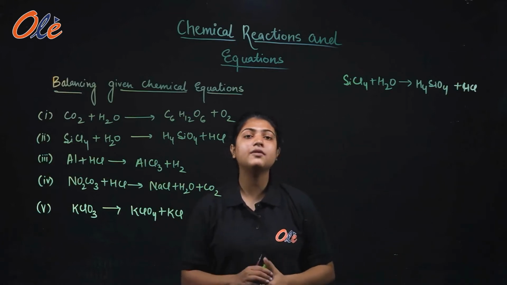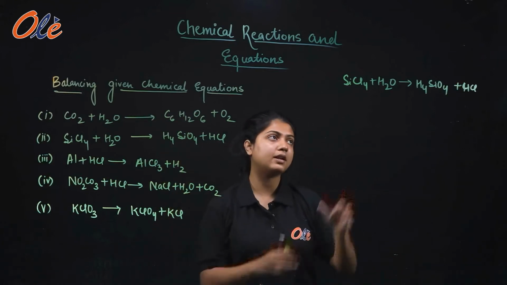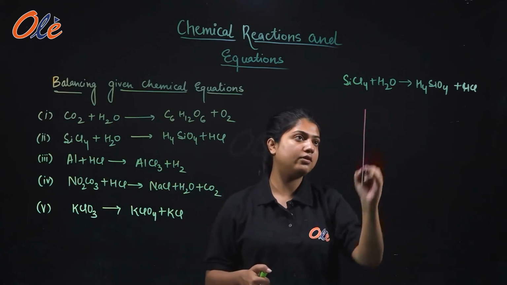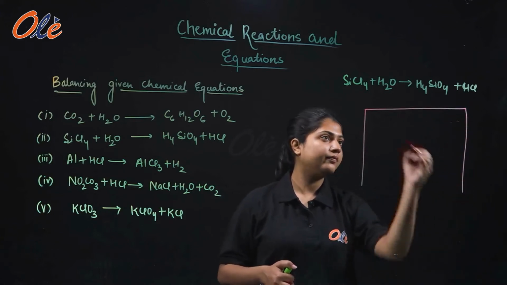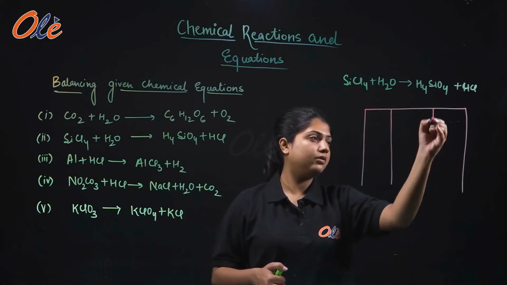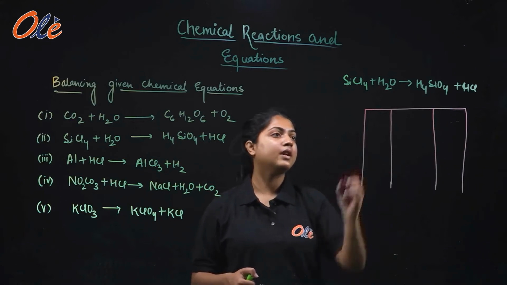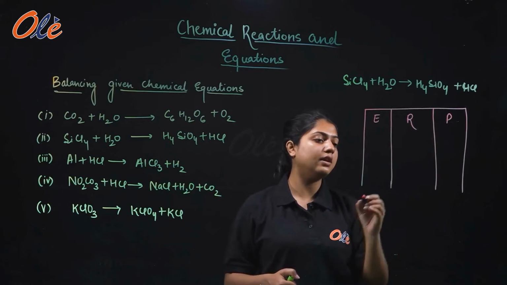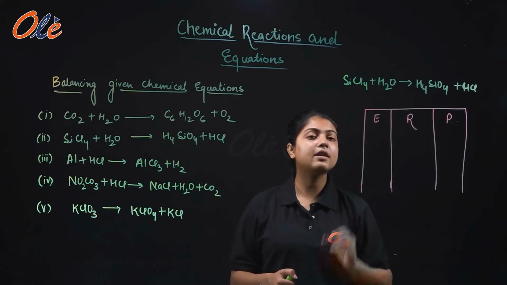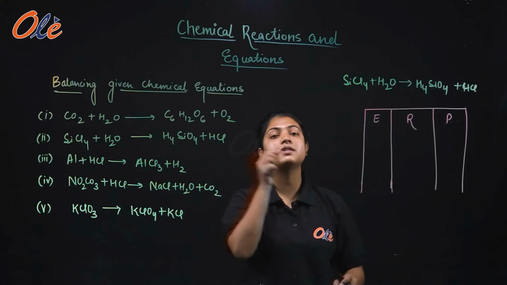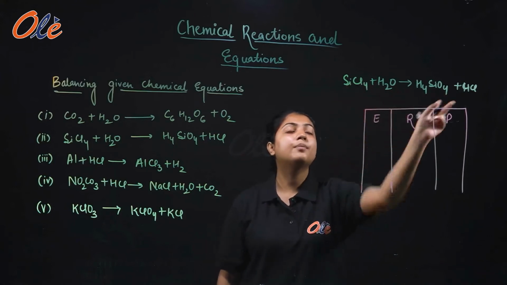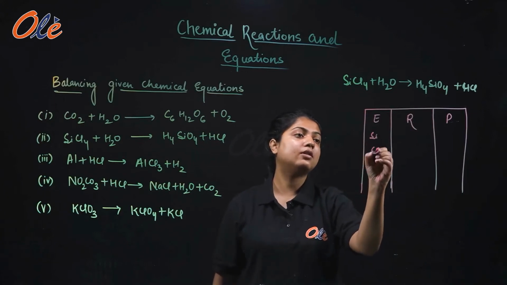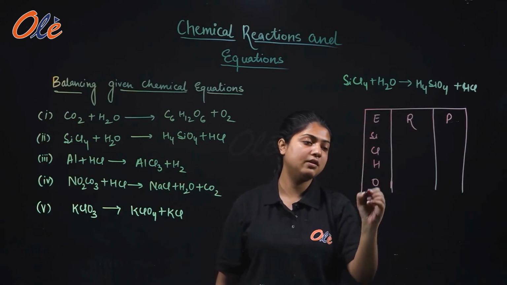In the similar way we balanced the previous chemical equation, we are going to balance this one as well. So first of all, draw the table. Draw 3 sections in it. In the first section write elements, in the second reactants, and in the third products. In the elements section you have to write the symbols of the elements present in the given chemical equation. So silicon, then chlorine, then hydrogen, and then oxygen.